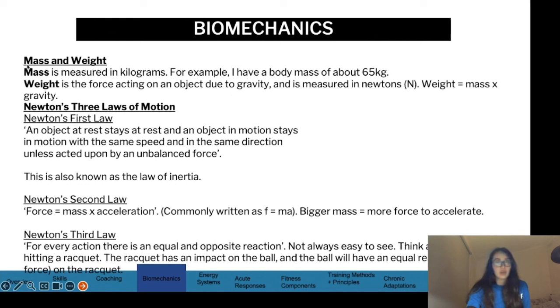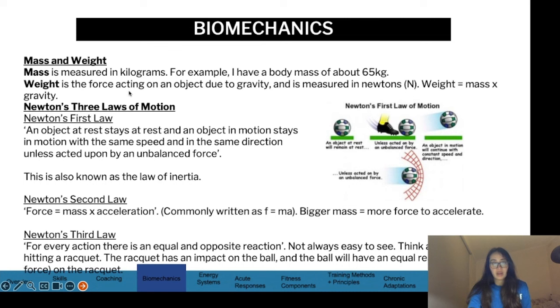This is just an example, but mass is measured in kilograms. For example, you might have a body mass of about 65 kilograms. Weight is a force acting on an object due to gravity and is measured in newtons. So weight equals mass times the acceleration of gravity. Your mass is always going to be, say, 65 kilos. On Earth, your weight is going to be 65 times the acceleration of gravity. If you go to Mars, the acceleration of gravity might change, and therefore your weight will be different.